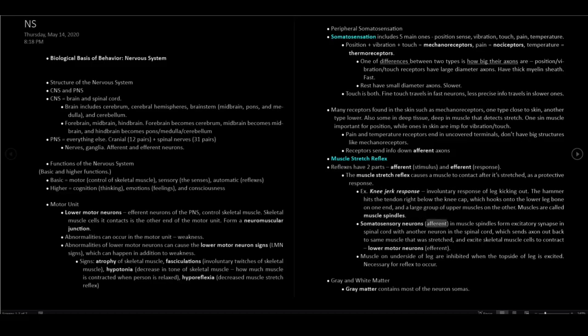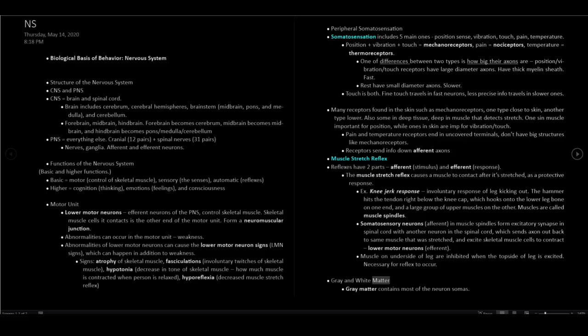Somatosensory neurons, afferent, in muscle spindles form excitatory synapse in spinal cord with another neuron in the spinal cord, which sends axon out back to same muscle that was stretched, and excites skeletal muscle cells to contract, lower motor neurons, efferent. Muscle on underside of leg are inhibited when the top side of leg is excited. Necessary for reflex to occur.